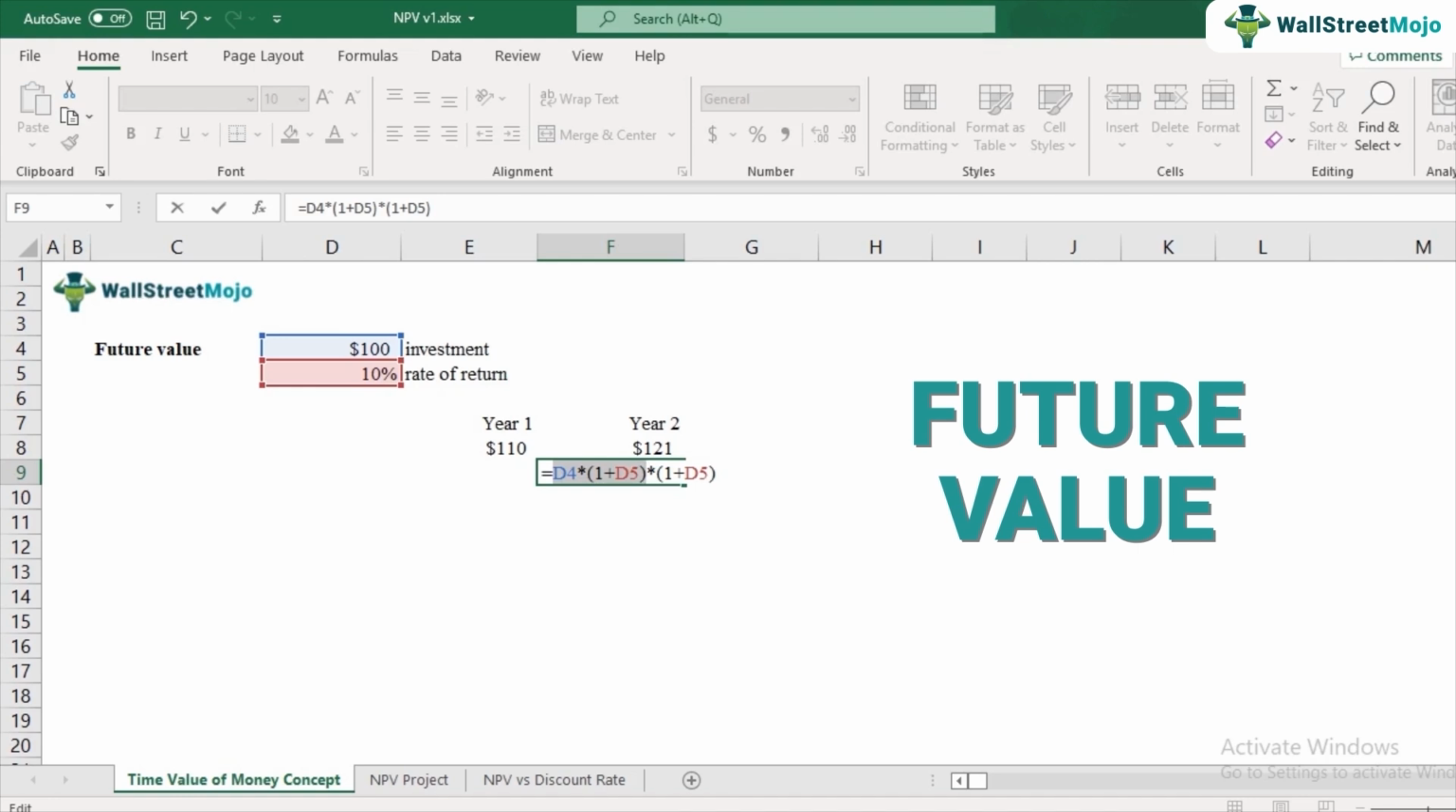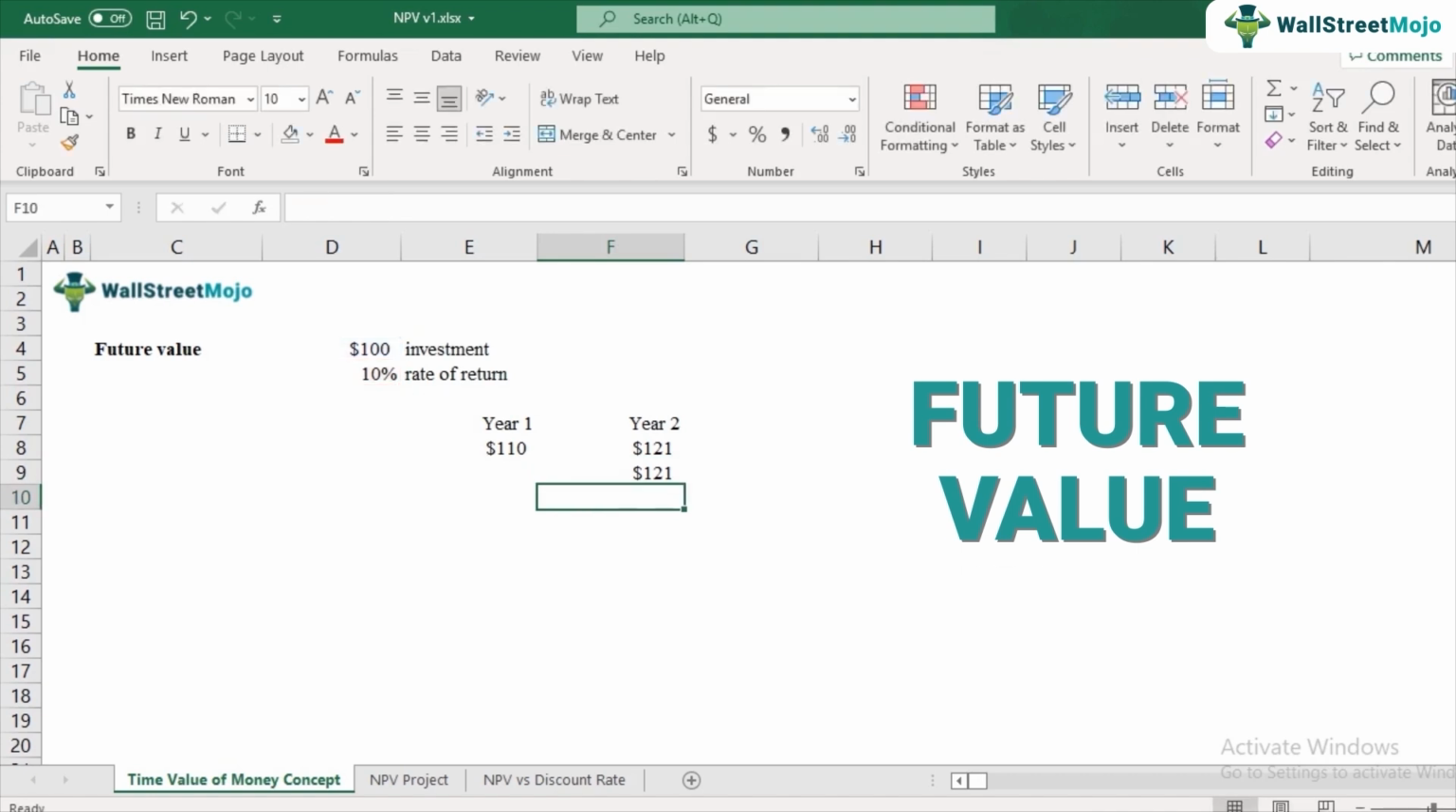But instead of writing this like this in Excel, you can always use the power of 2, right? Because we are writing it twice. So instead you can use this to the power of 2. And we should essentially get the same answer. So this is $121 at the end of second year.